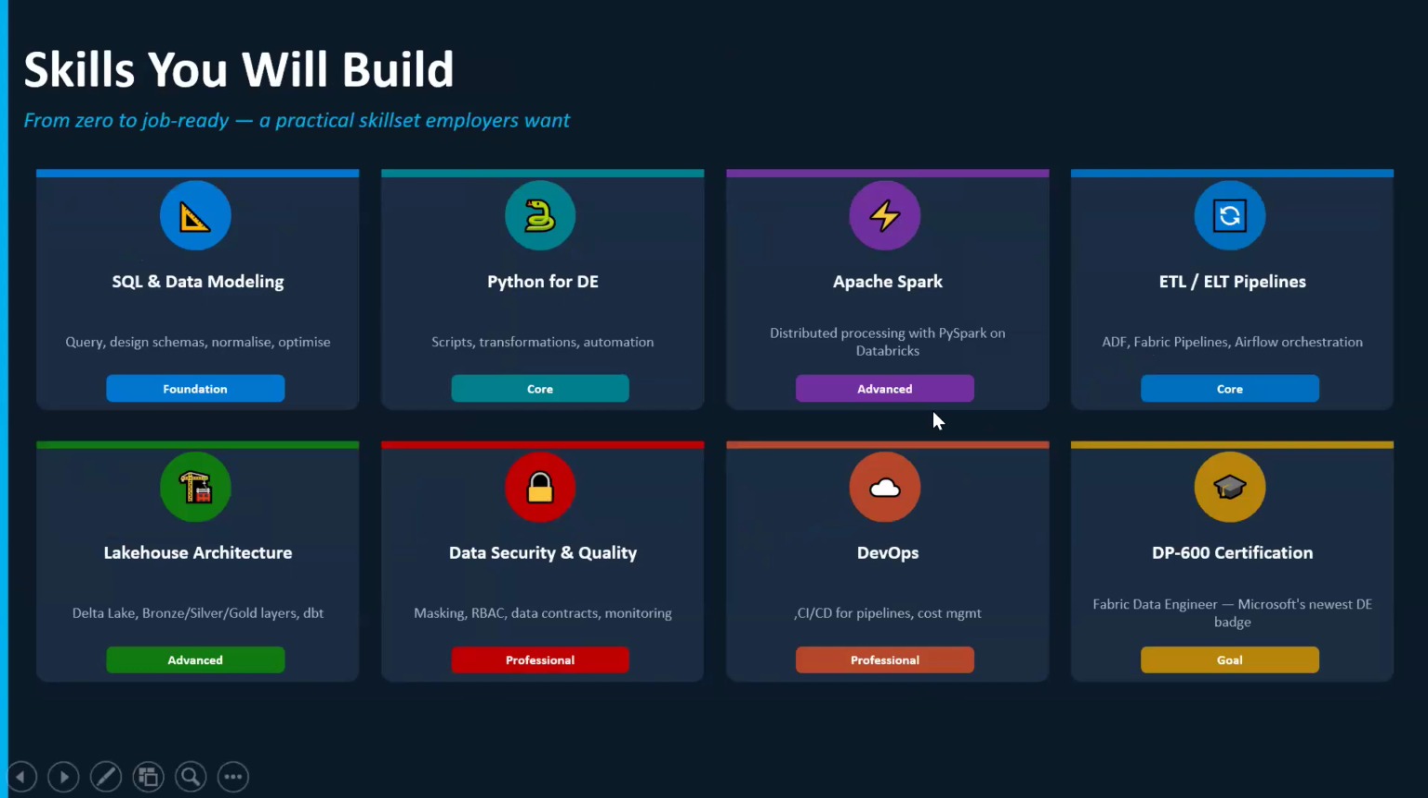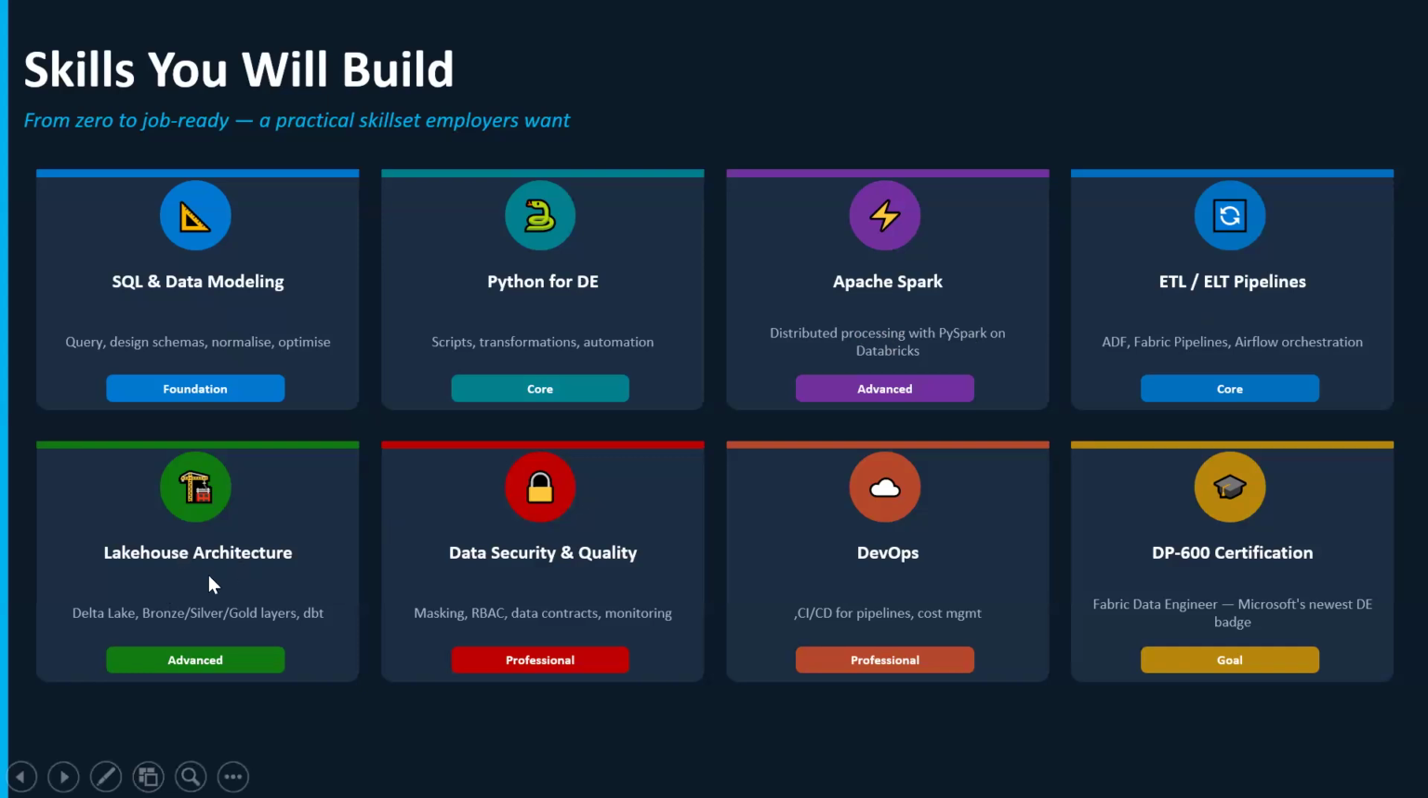So what exactly will you build, or what skills will you learn over a period of time? One is SQL and data modeling, which is the foundation. And of course Python for data engineering. Without Python, without PySpark, there is no data engineering. Databricks is all around PySpark. That is the reason we're going to cover Python for data engineering, and Spark within Databricks, and ETL pipelines.